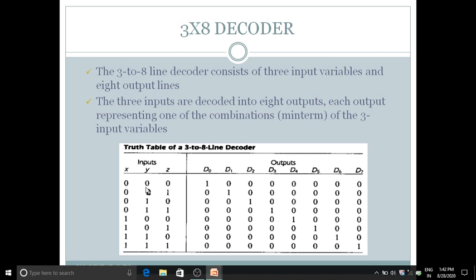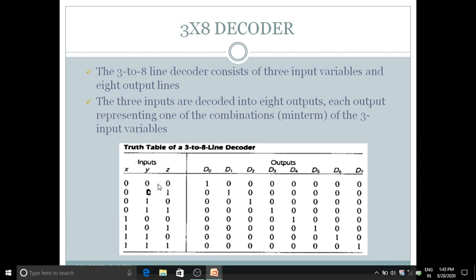So this is one code produced by the 3 bits: 0 0 0. The occurrence of this code at the input of the 3 by 8 decoder is represented by making the D0 output line high, and the remaining lines will be at 0. So when D0 equals 1, it means the combination of bits present at the input of the decoder is 0, 0, 0.